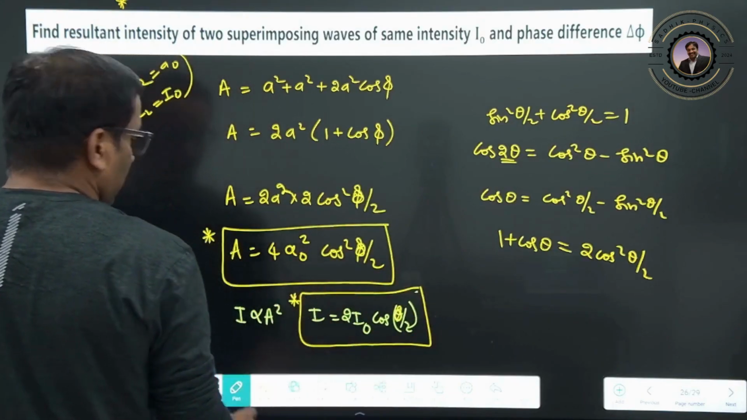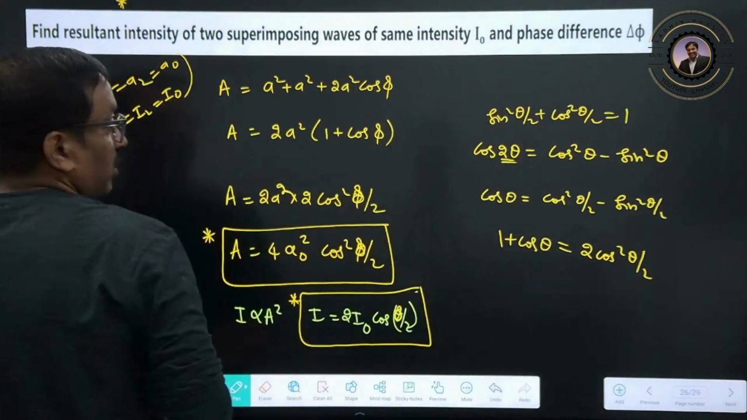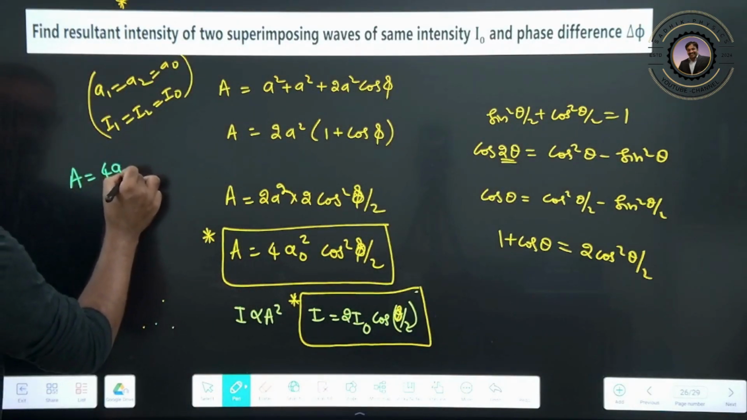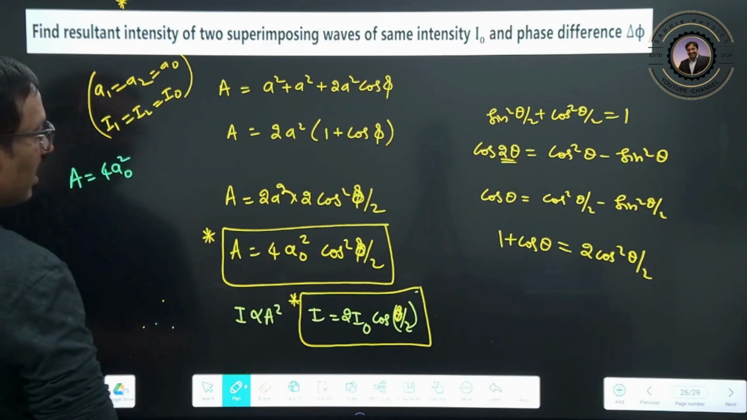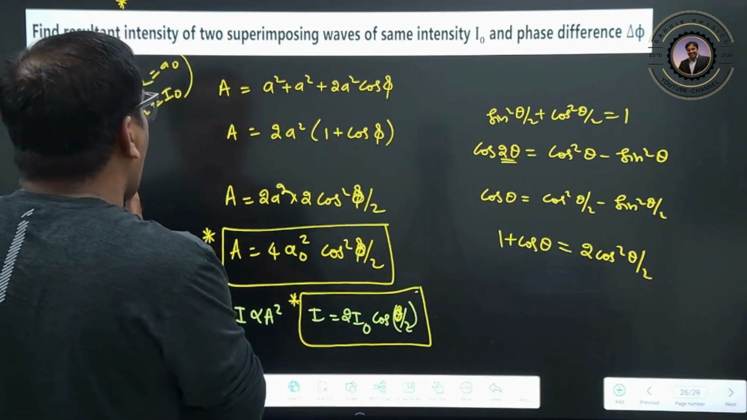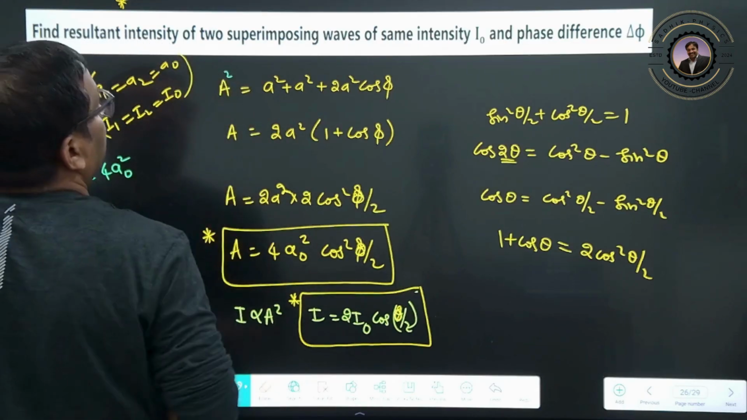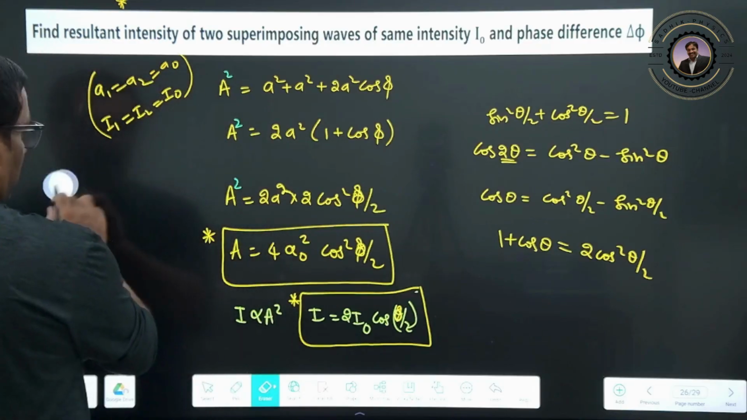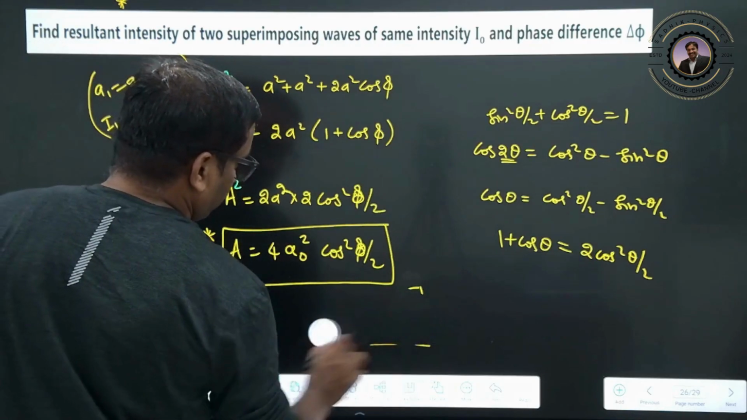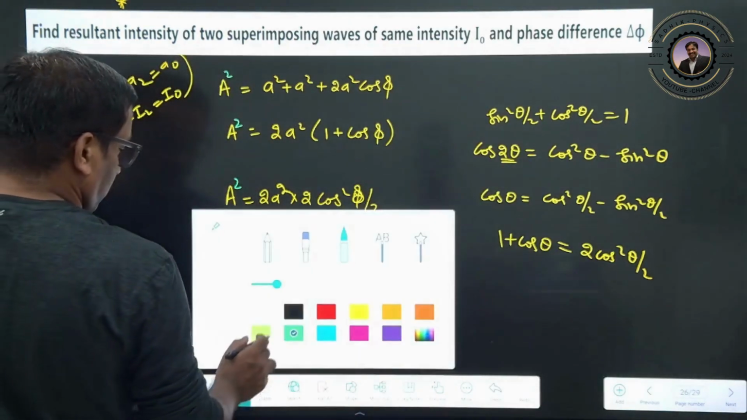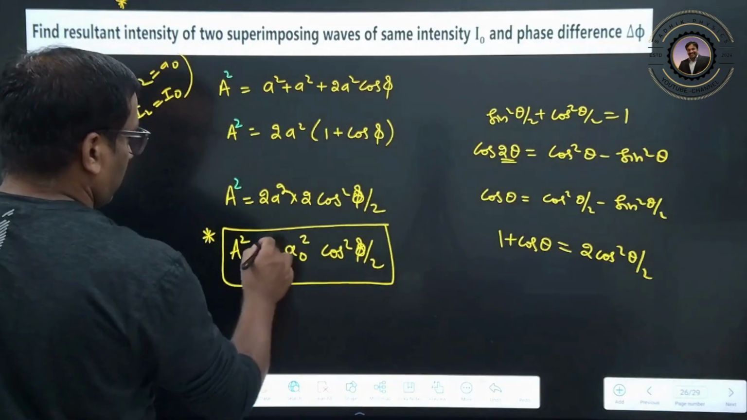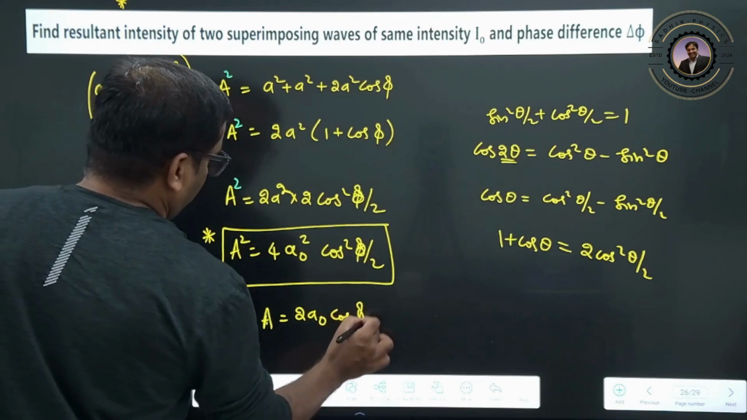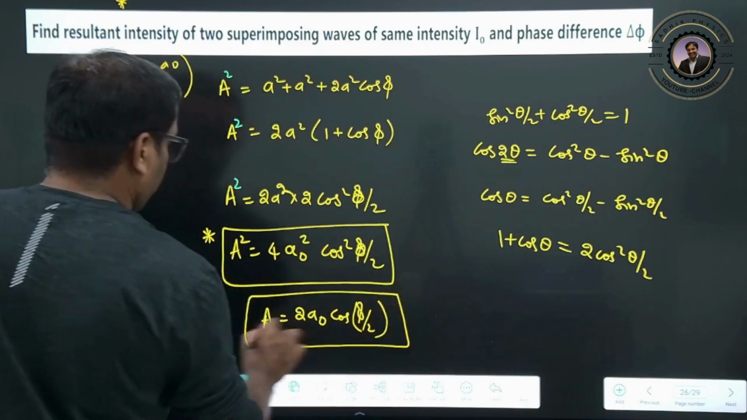These formulas we will be using slightly, so remember these formulas. What are these formulas? We'll write them down. A square is equal to 4 A naught square cos square phi by 2. Slightly mistaken here. Therefore A is equal to 2 A naught cos of phi by 2. This is your phase difference.